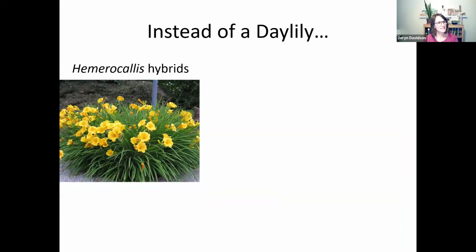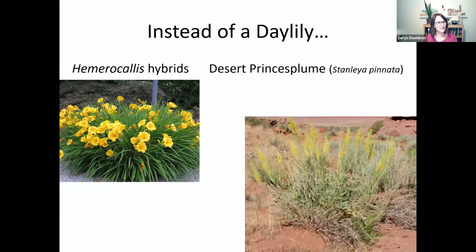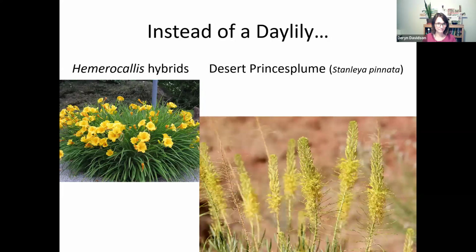Okay, Hemerocallis, daylily. Instead of these, I hardly ever see pollinators on daylilies, but we have something called desert prince's plume. This is an extremely drought-tolerant plant. This is one where if you give it too much water, it's not going to like it. It might die.